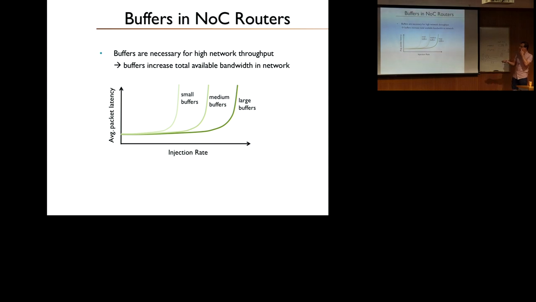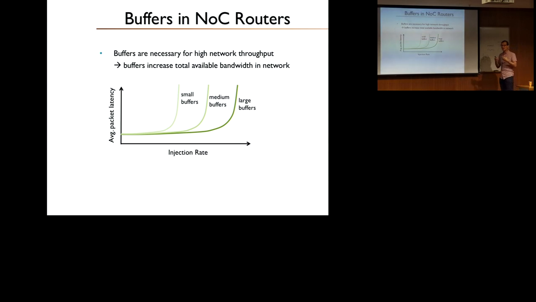OK, so let's pick on this buffering. As we discussed, you need a lot of buffering, and you need to manage the buffers. There's complexity. And you need to size the buffers such that you can tolerate the round-trip latency of managing the buffers, because you need to communicate the availability of buffers to the downstream routers. That takes some time and handshake. Because of that, your buffers need to be even larger than they really need to be. But they are important for high network throughput.